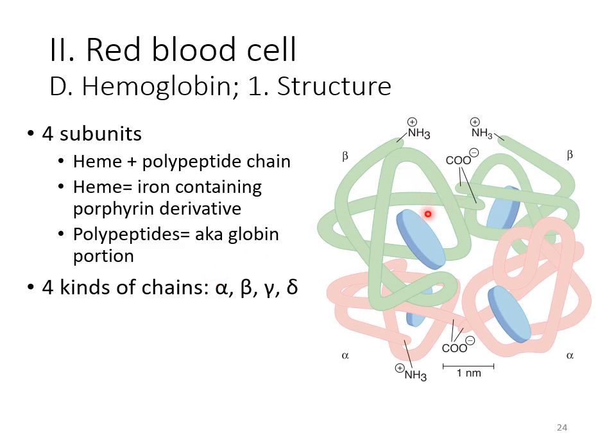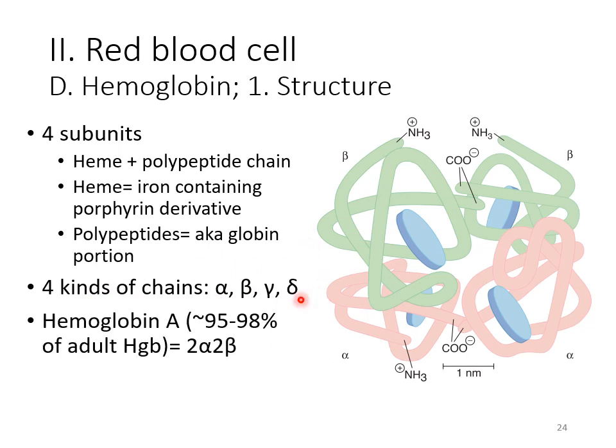The polypeptides are also known as your globin portion, right? That's why it's called hemoglobin. We actually can have 4 kinds of chains in your hemoglobin. We can have alpha, beta, gamma, and delta. Your hemoglobin A, which is what you will find in adults and comprises 95 to 98% of adult hemoglobin, is composed of 2 alpha chains and 2 beta chains. So this is the normal composition of your hemoglobin.